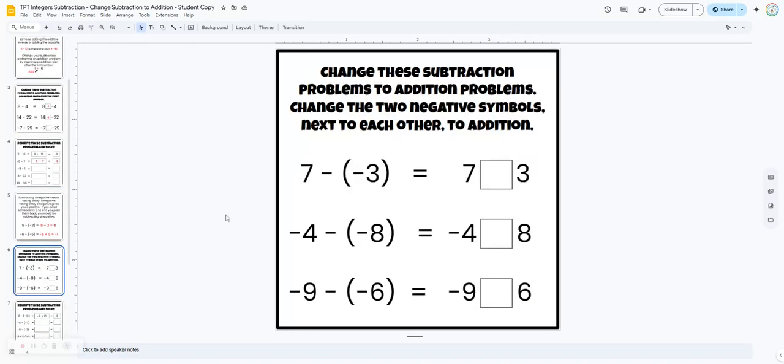I always have my students circle them and then just change that to a plus sign. So 9 plus 2. Negative 6 plus 5. So on the next slide, that's what they're going to be doing. They're just going to be changing the two negatives that are next to each other to a plus sign.